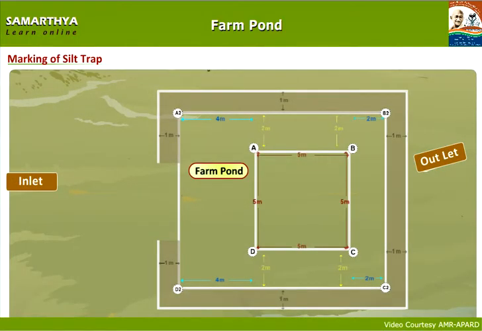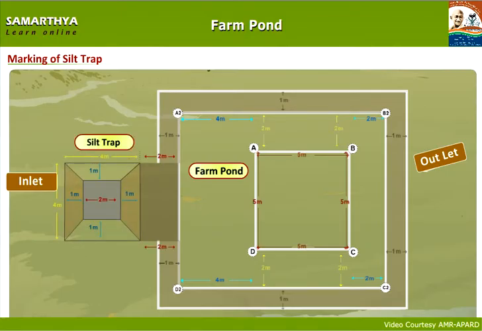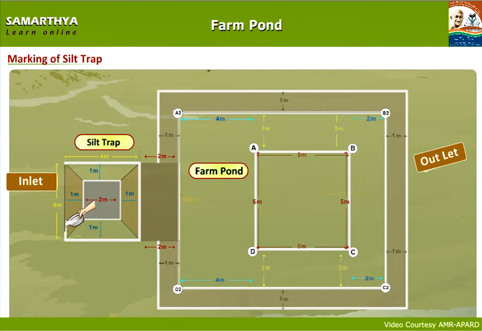At the inlet side of the pit, that is, in the middle of the A2 D2 line, measure 2 meters and mark in the same fashion as the farm pound according to the estimation of silt trap and apply lime powder. The middle line should be equal on both the sides between the silt trap and the farm pound.